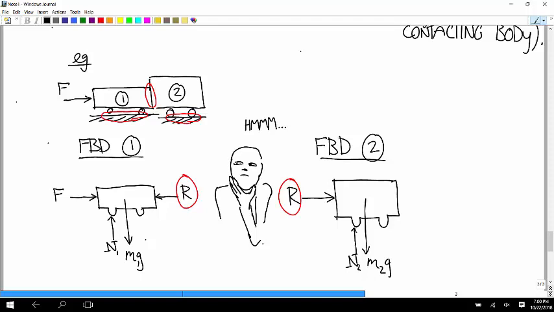That F doesn't move that cart. What it does is it makes this cart try to move, which increases this contact force R, and that contact force is what moves this. So it increases both R's. If you think of R as one thing, it's just acting in two different directions. So F does not act on 2. 2 doesn't feel that force F, except indirectly through the contact forces. Any other questions about that?